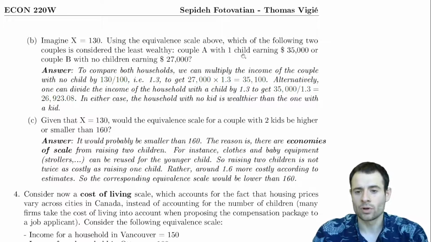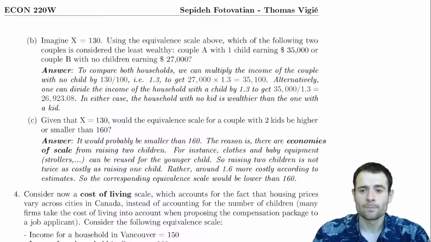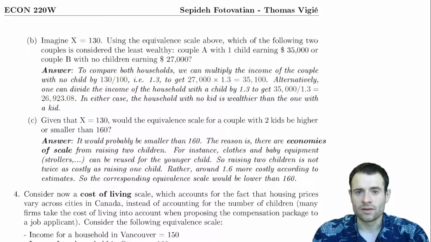We obtain a number of $35,100, which means that, according to this equivalent scale, a couple with no child making $27,000 is the same as a couple with one child making $35,100.